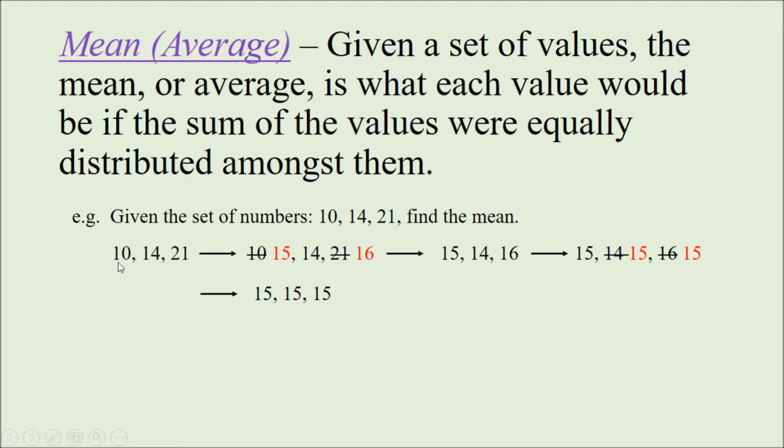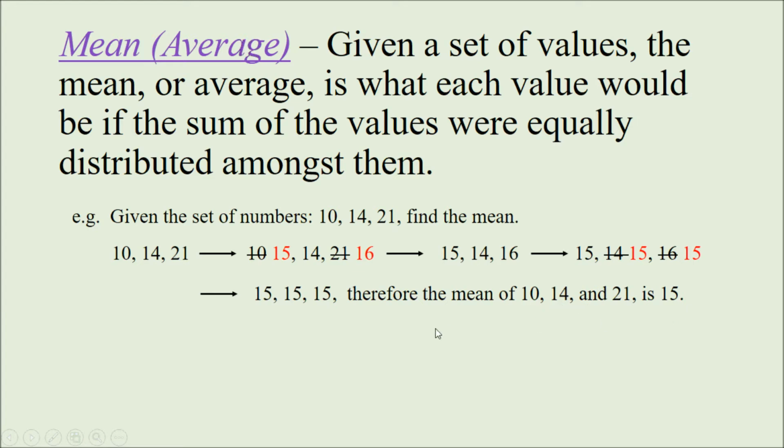Now, our set of numbers 10, 14, 21, when we take away from the 21 and redistribute so that everything's equally proportioned, we have 3 numbers all the same. They're each 15. So therefore the mean of 10, 14, and 21 is 15.